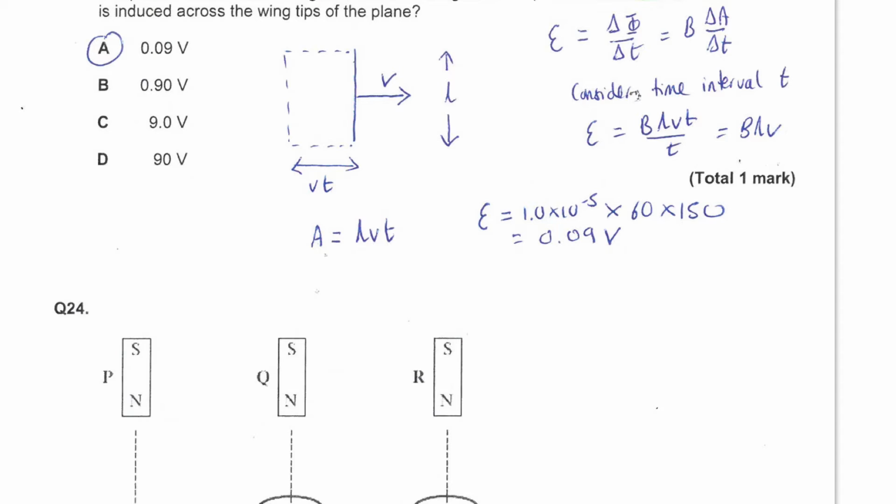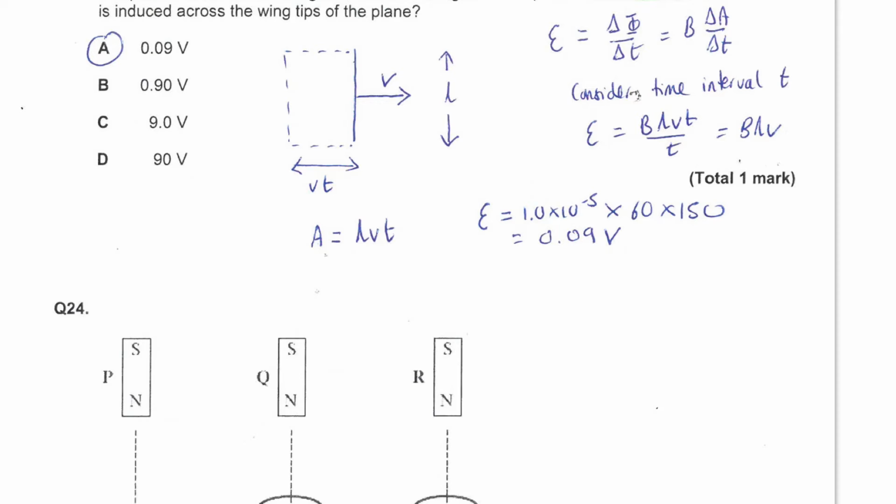Now, on your exam specification, there is the phrase, after looking at Faraday's and Lenz's law, that states applications such as a straight conductor moving in a magnetic field. Now, this aircraft wing is an example of a straight conductor moving through a magnetic field.